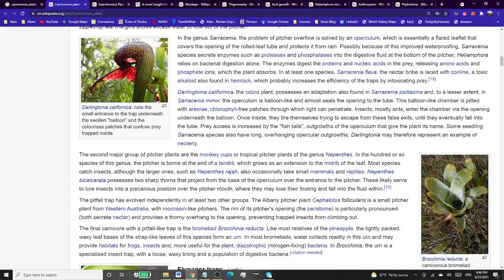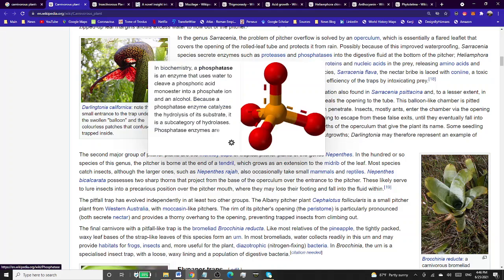Anything else here? Oh, okay, we got proteases and phosphatases. And I'll just rip them up.